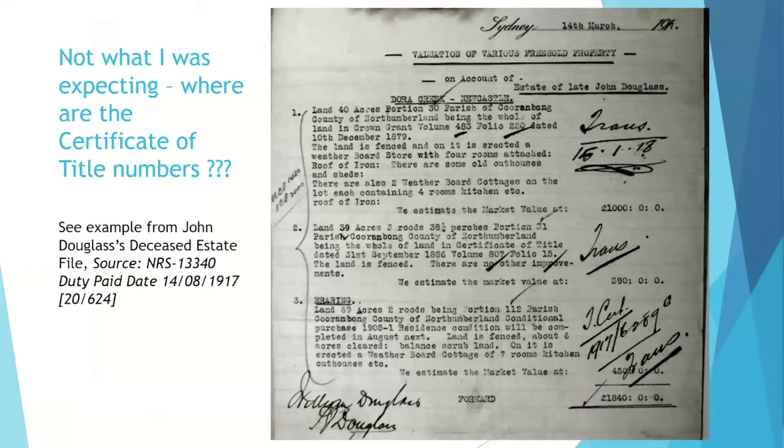Now, I'm not making this up. When we get deceased estates, we do get certificate of title numbers. So I wanted to show you an example, and this is for John Douglas of Dora Creek, who died in 1916. And here is the valuation of his property in 1917. And we've got vol numbers. We've got the date grant was given. We've got a description of the improvements of the grant as well as the valuation.